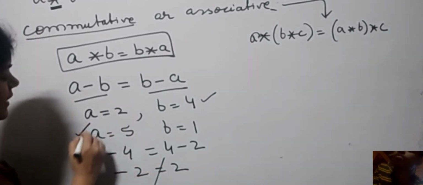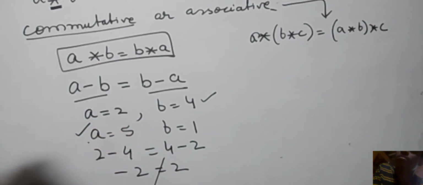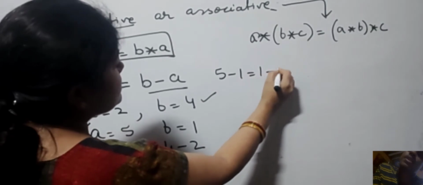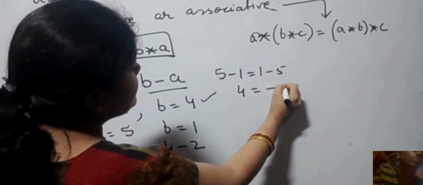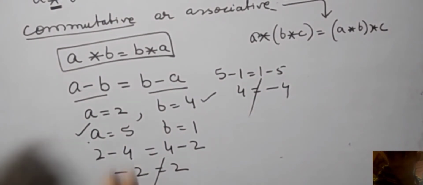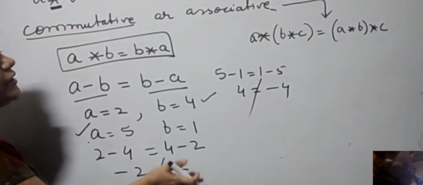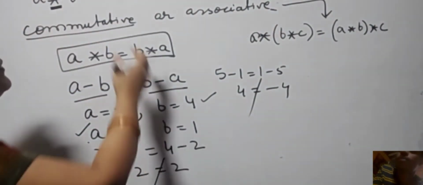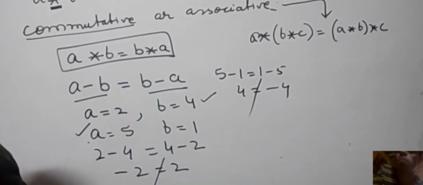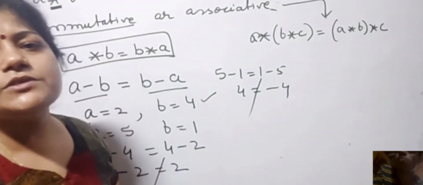Similarly, if we take A the bigger digit and B the smaller digit, then what we will get? 5 minus 1, here 1 minus 5. We get 4 is not equal to minus 4. They are not equal to each other. So this operation is not commutative, for the operation A operation B is equal to A minus B. Now I think the mathematical concept is also clear to you.